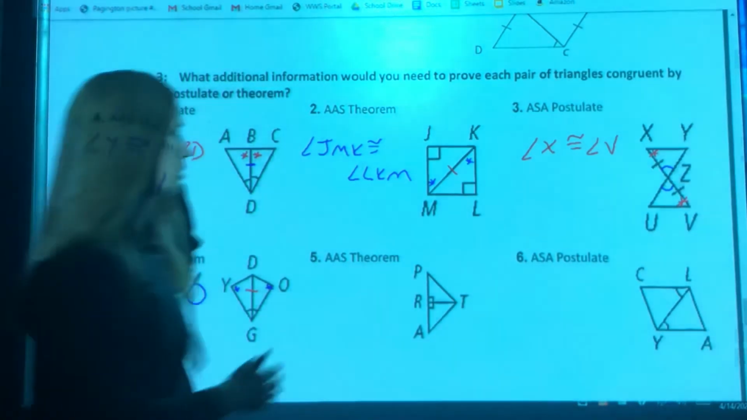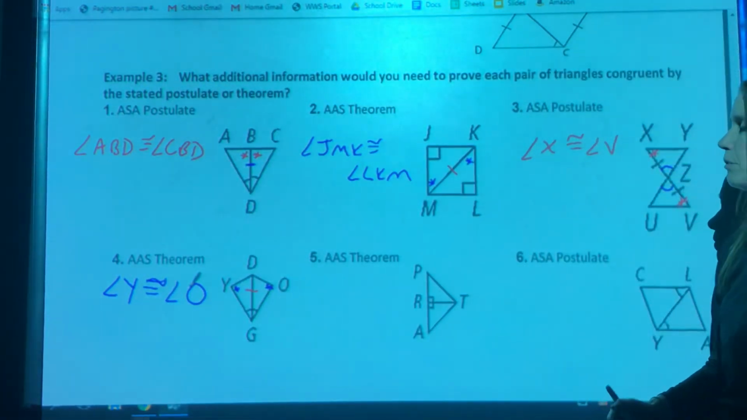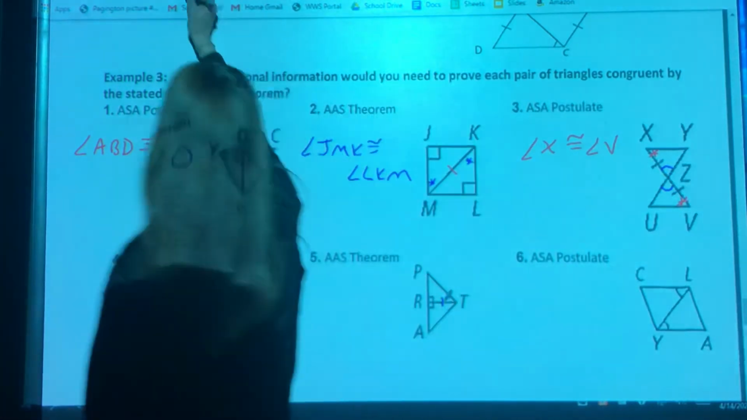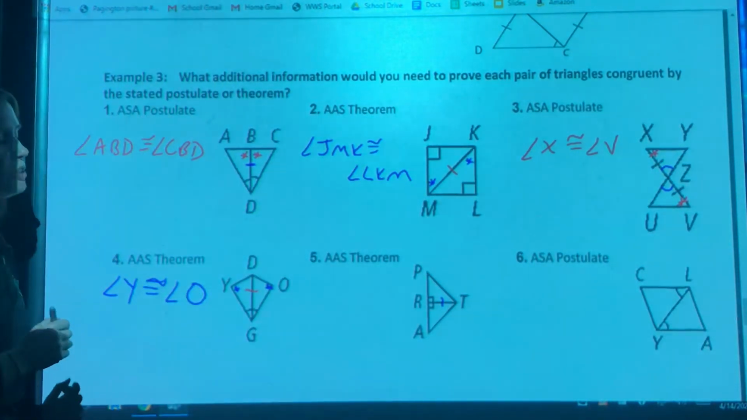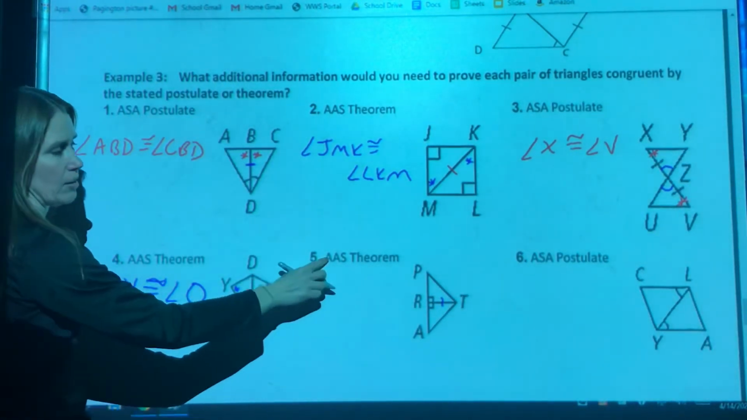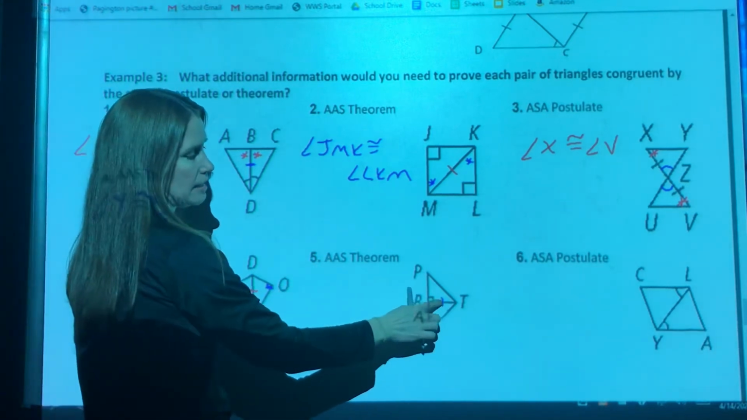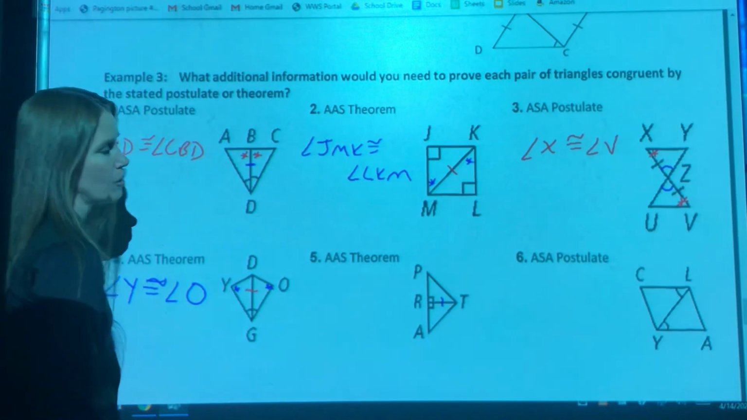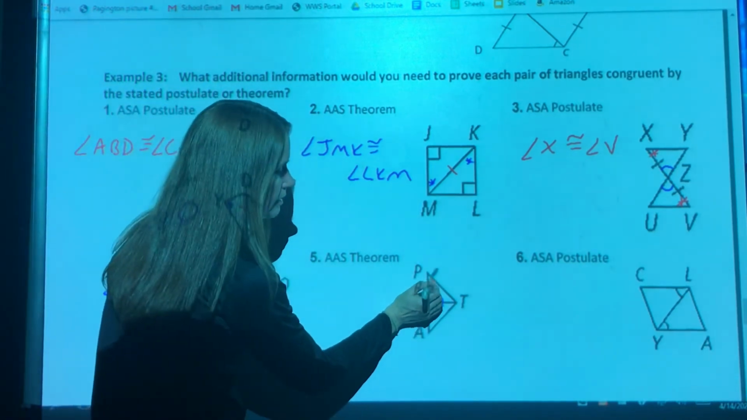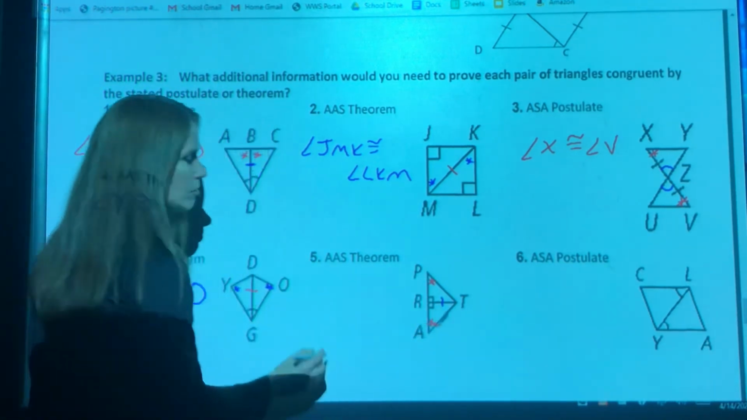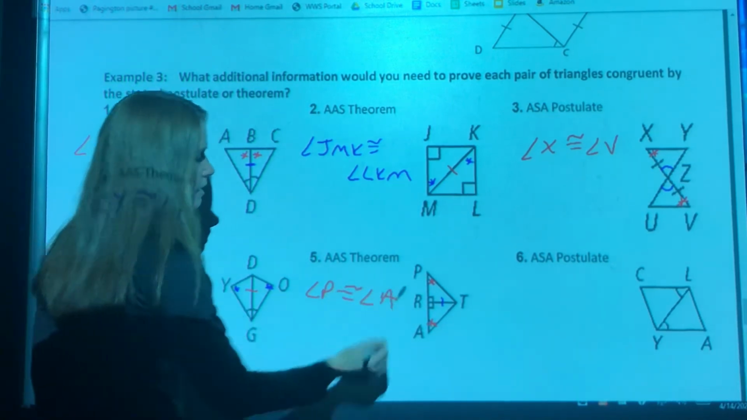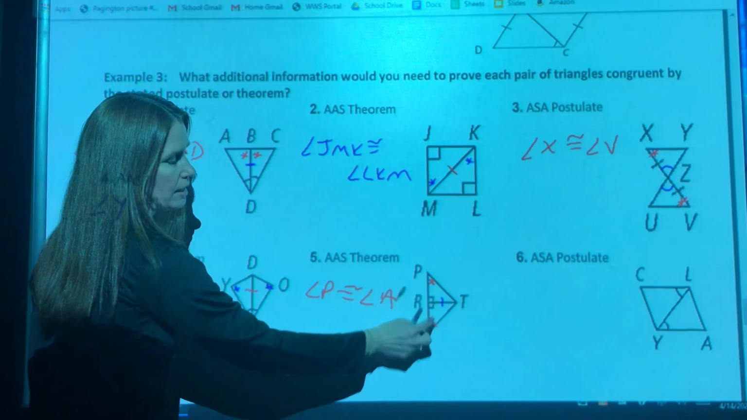Then, again, I want to look at number 5. What else do I know is congruent besides what is marked? Oh yeah, they share a side. And then I want to think, what additional information would I need to prove these two triangles congruent by angle, angle, side? Again, I see a side, I see an angle. I know right angles are always congruent to each other. And so I would need another set of angles, and it would be these two. If I knew that angle P was congruent to angle A, then I could say angle, angle, side.